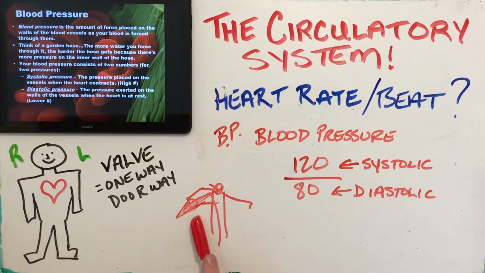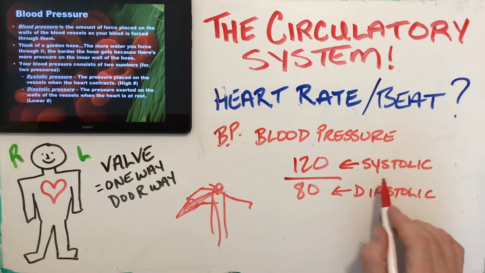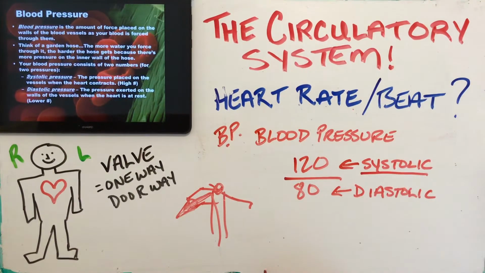So just like this water travels in waves, so does our blood. Our blood has the squeeze, right? The surge, and then the rest. This is the pressure when the heart is squeezing. And diastolic is the pressure when the heart is at rest, when it has that little bit of rest.